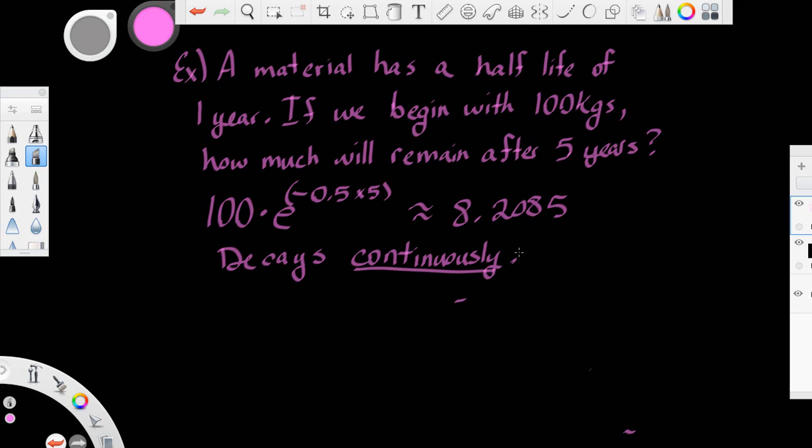Now, if it didn't decay continuously, here's what we would expect. We would expect to start with 100, and then have 50, 25, 12.5, which we'll just say is 12, and then about 6. Now, because it's decaying continuously, we're actually going to have a little bit more than that. That is why we end up with 8.2085.